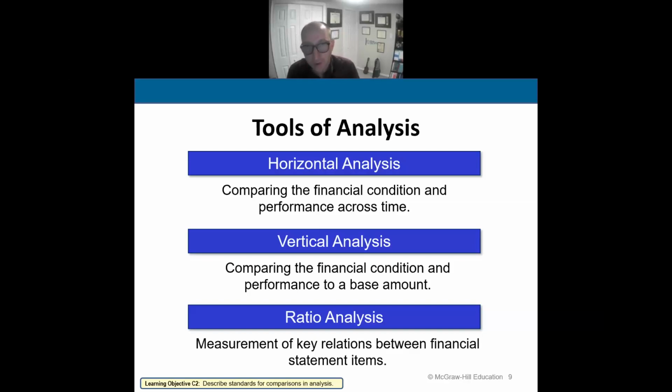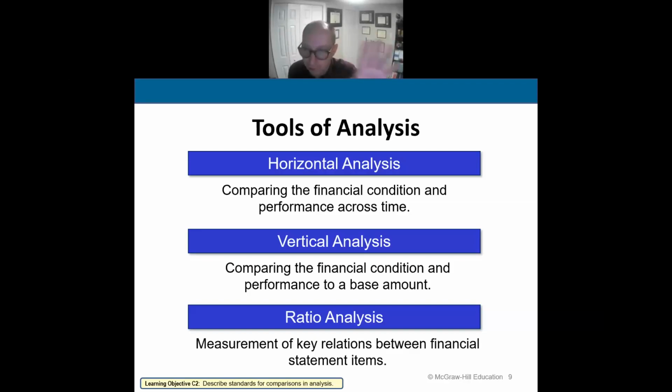The reason for that is I want to know if my sales went up or down based off of last year's numbers. I want to know if my expenses went up or down based off of last year's number. I want to know if my balances on my balance sheet went up or down based off of last year's numbers. To do that, I use the horizontal analysis approach. And with that, I'm looking at the change in the dollar amount and the change in the percentage from year to year.